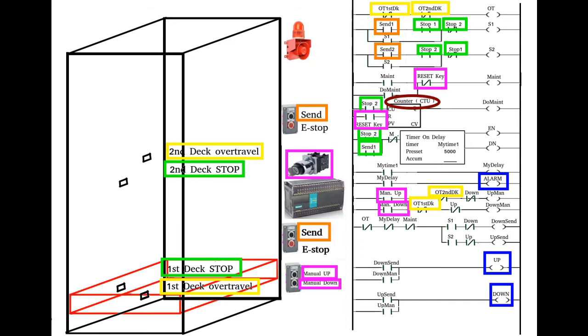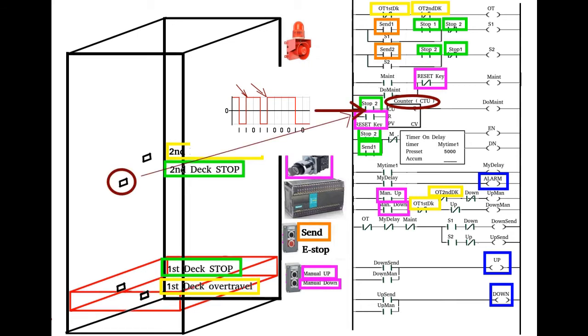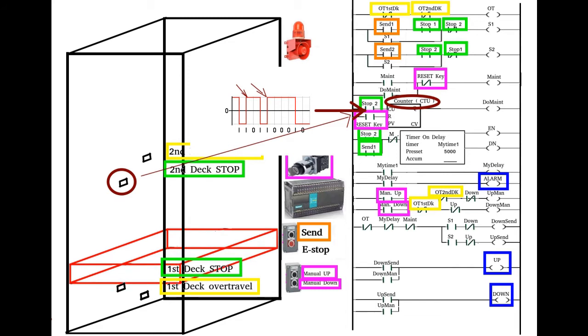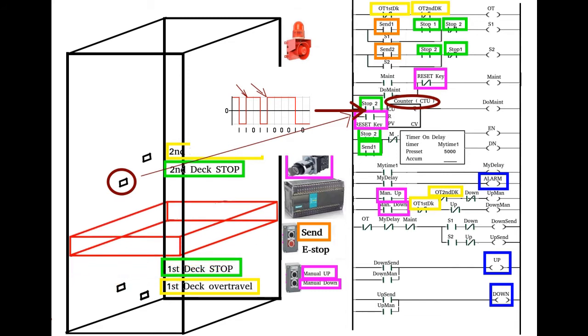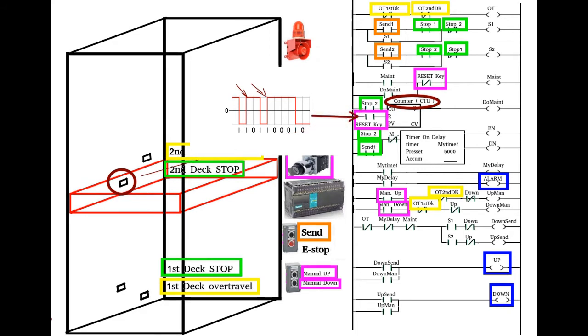Here we have what is called a CTU, or counter up. It is a digital counter that only counts on the rising edge of a signal. What this means is that when the signal changes from 0 to 1, that is when it counts, regardless of the length of the signal. Here, normally open stop switch number 2, which is mapped to the second deck stop switch. When the switch gets flagged, it will cause the counter to increment by 1.